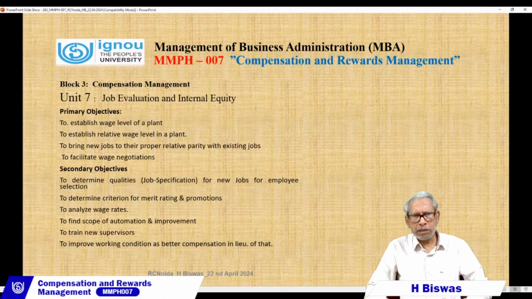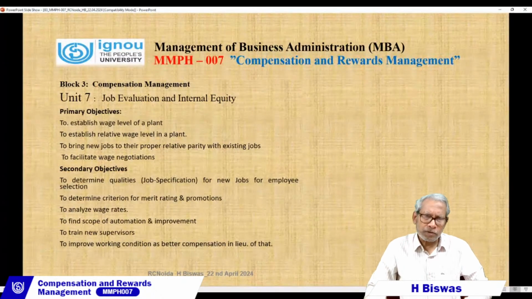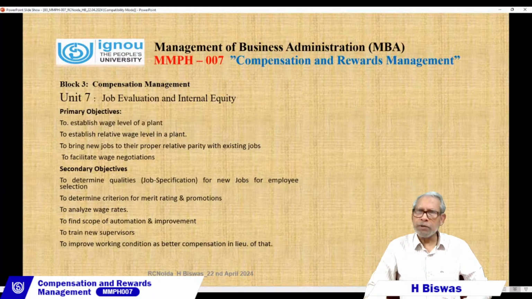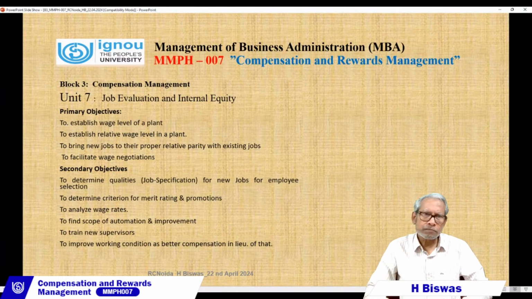So what are the primary objectives of job evaluation? The primary objectives are to establish the wage level of a plant, then the relative wage levels, to bring new jobs into proper relative parity with the existing jobs, and to facilitate wage negotiations. These all are the primary objectives.